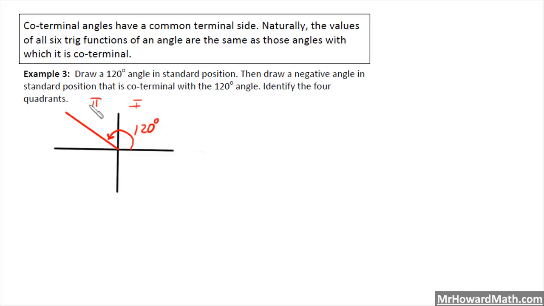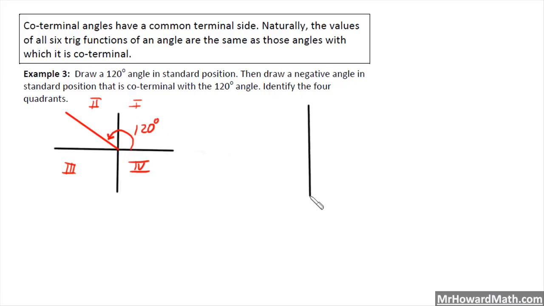So quadrant 1, quadrant 2, quadrant 3, and quadrant 4. It's appropriate to use Roman numerals there. So that is our standard position, positive 120-degree angle. Then draw a negative angle in standard position that is coterminal. In other words, it stops in the same place.